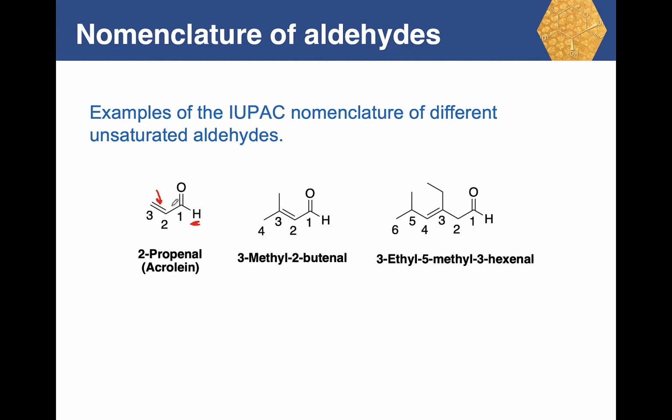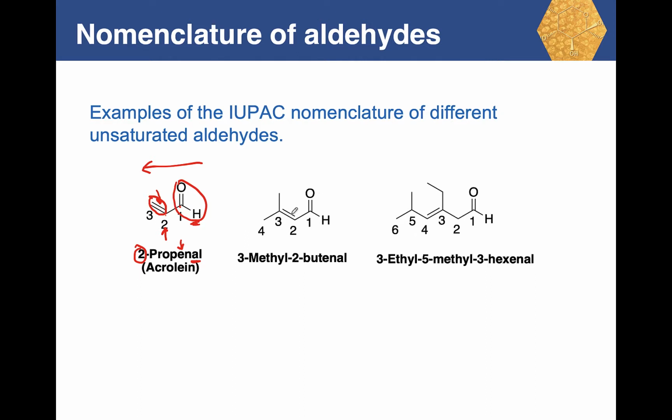Aldehyde gets priority in terms of numbering, so we start 1, 2, and 3. 3 carbons represents a propane, so we have a propanal to represent the aldehyde. And of course there's an E here to represent the alkene. And we'll have to indicate the location of the alkene with that number. Again, why 2 and not 3? Because we're numbering in that direction from the aldehyde.